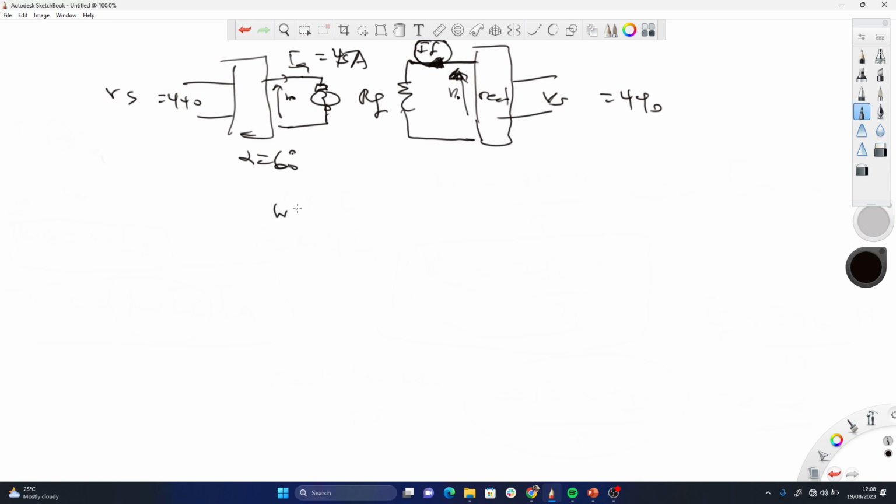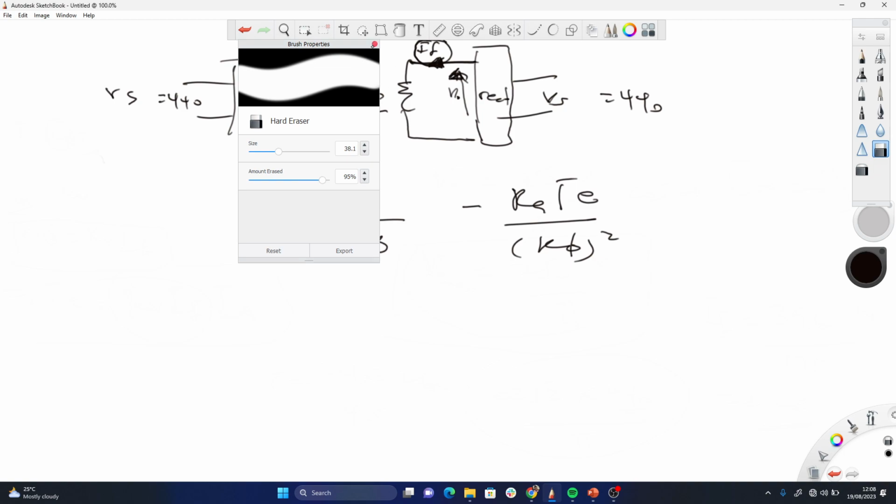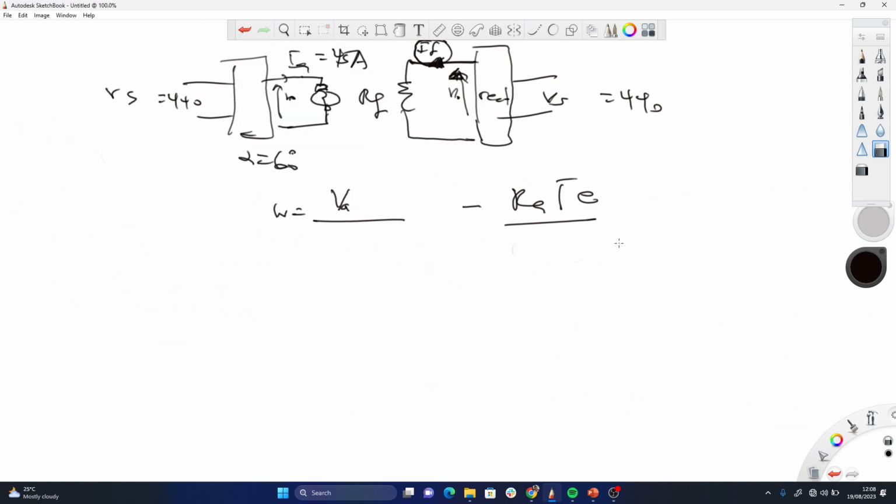The speed is equal to what? V, armature voltage, over K phi, minus RA T over K phi squared. But we don't have K phi, we have KV. When we say K phi is equal to KV IF, we take the K phi out and put KV IF here.